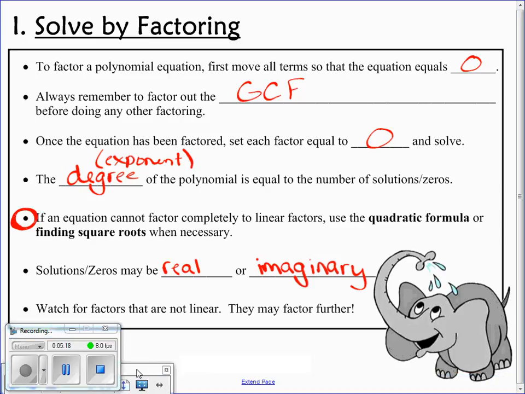All right, so a lot of that was new. The big thing is right there. You might hit a point where it doesn't factor, but we still have to solve. So you may have to use another method.